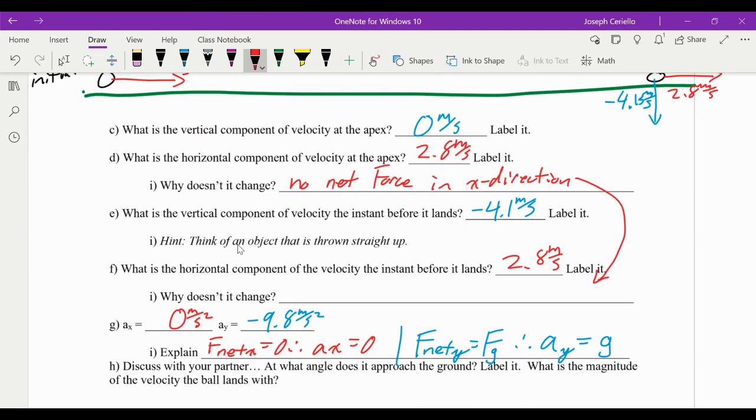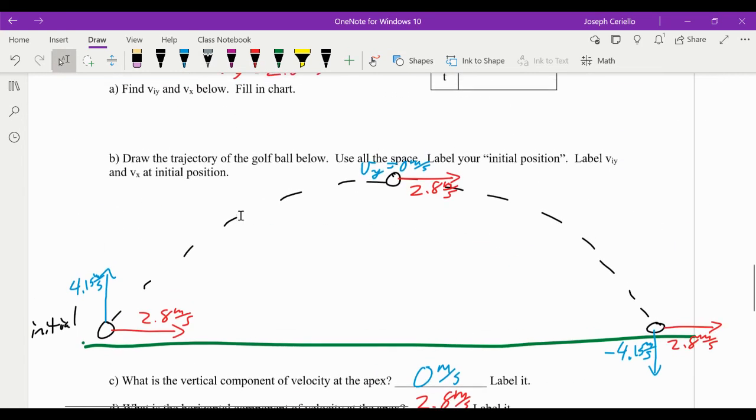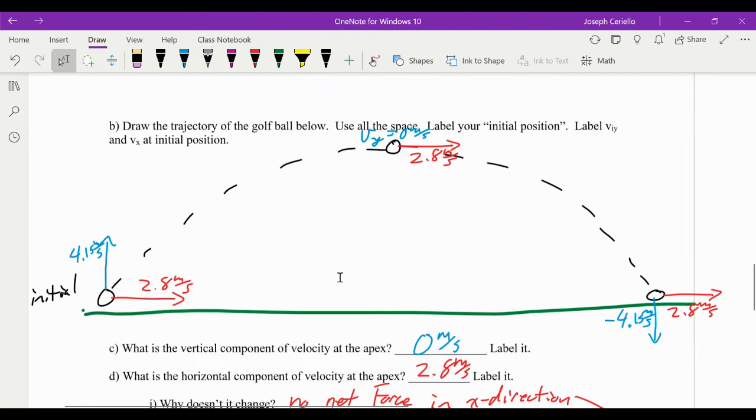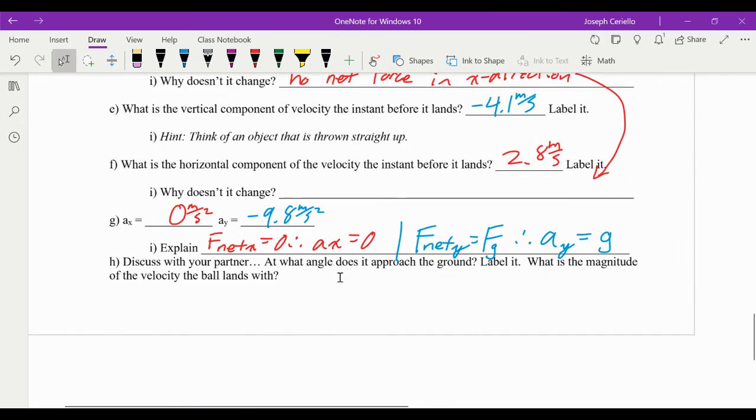So we know the acceleration in the x direction is 0, and the acceleration in the y direction is negative 9.8 meters per second squared. So let's throw that in our chart as well, though we're not doing all the math today. So again, since F net in the x direction is 0, the acceleration in the x direction is 0. Since F net in the y direction is equal to the force of gravity, the acceleration in the y direction is equal to little g.